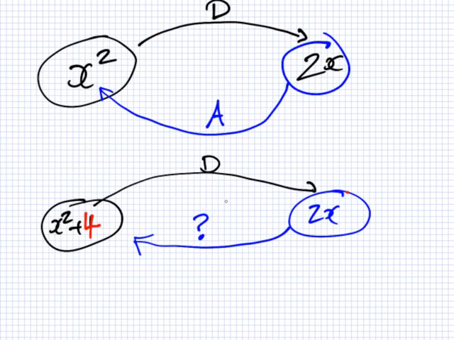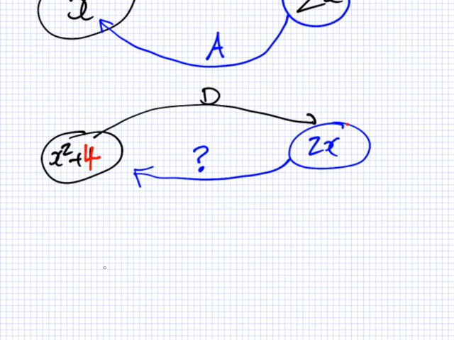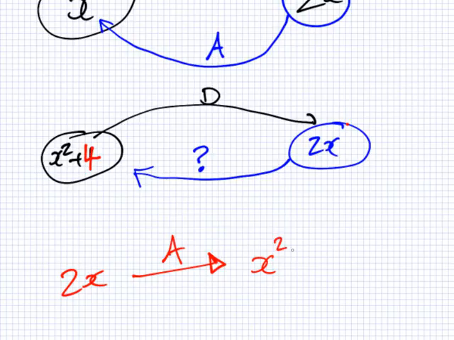So what we normally do is put in a c. If you have 2x, the antiderivative is x squared plus some constant, which we just call c. We don't know what it is.